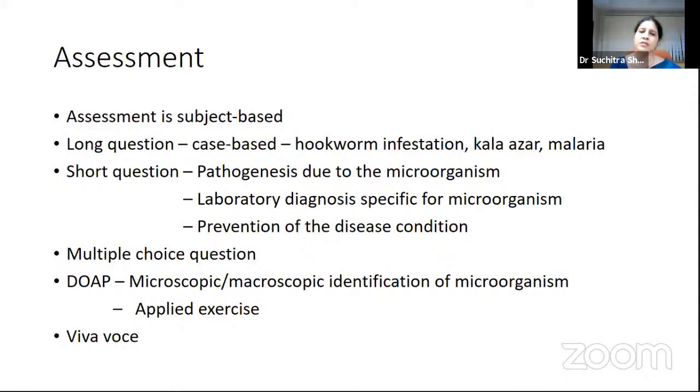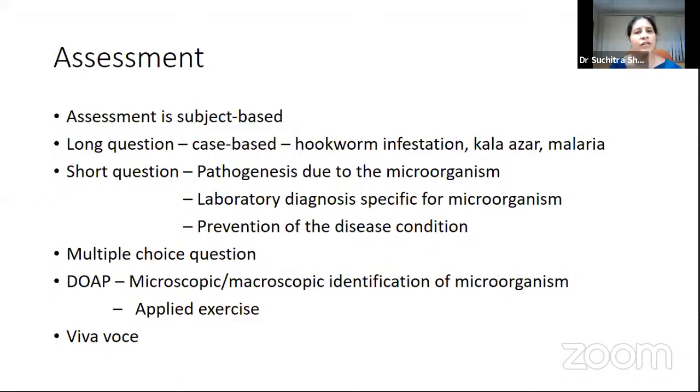Short note questions in this particular part would be pathogenesis due to an organism, or laboratory diagnosis of a specific organism, or a clinical presentation, febrile illness or an anemia part, and prevention of the disease condition. Maybe I would be talking about how to prevent anemia, because if it's an infective cause, it's more of hygiene maintenance, whether it is megaloblastic or microcytic anemia.